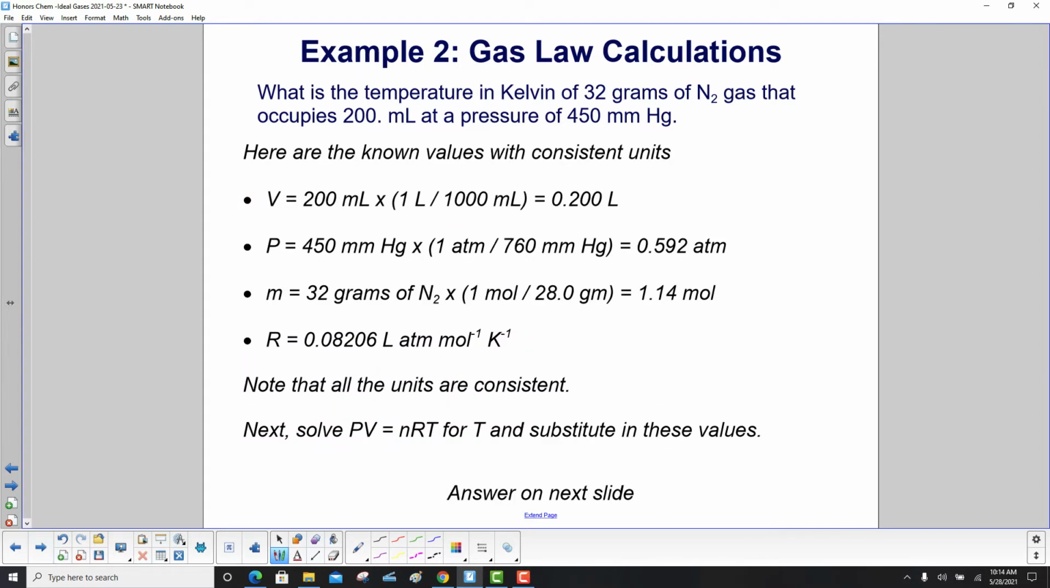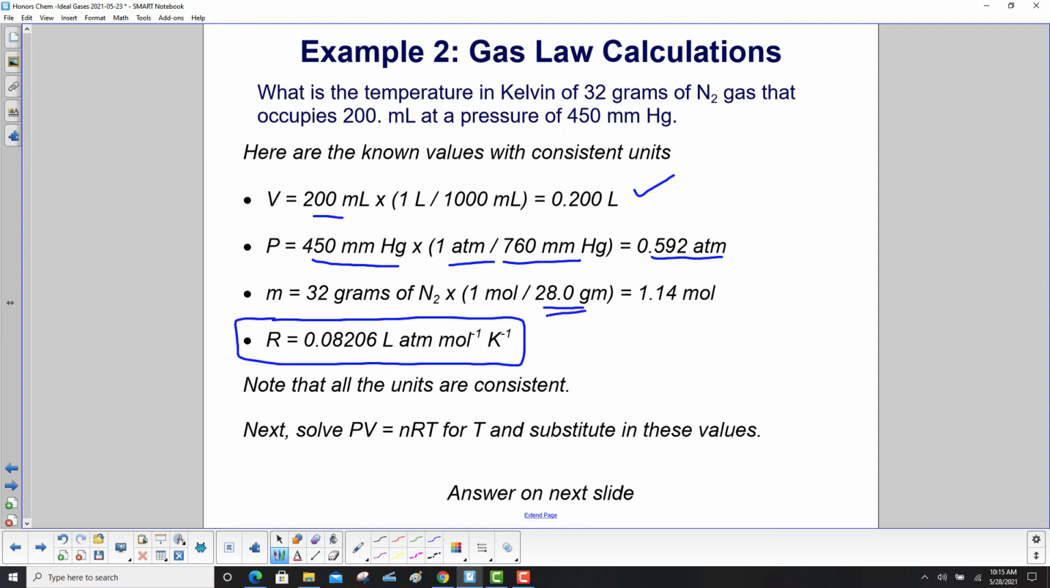So we start with our values, and then we have to make them consistent with our gas constant here. So our volume is 200 milliliters times 1 liter over 1,000 milliliters, and we get 0.200 liters. We convert millimeters of mercury to atmosphere by that conversion factor. 1 atmosphere is 760 millimeters of mercury. We get 0.592 atmospheres. And finally, we have a mass, which is 32 grams of N2 times 1 mole over the molar mass here, which is 28 grams, and we get 1.14 moles. And we use this value of the gas constant.